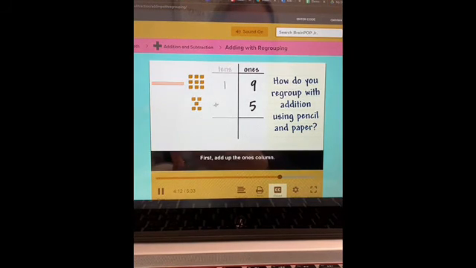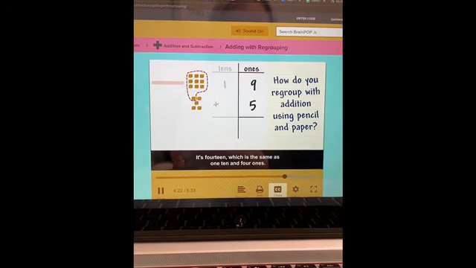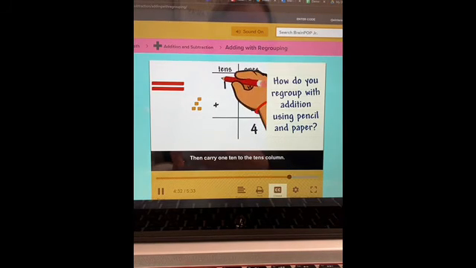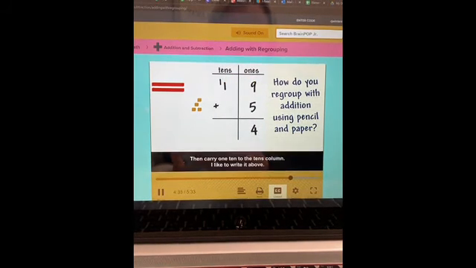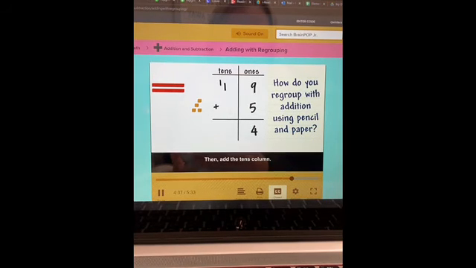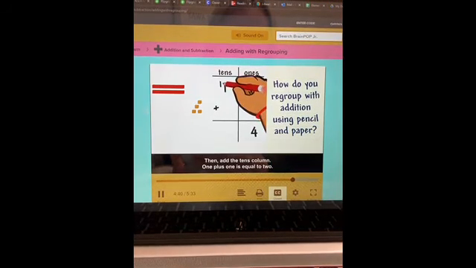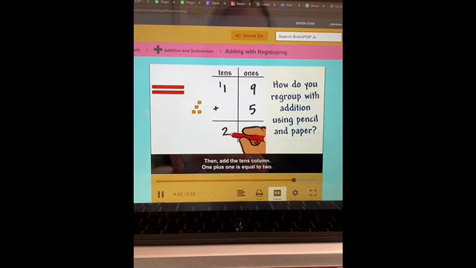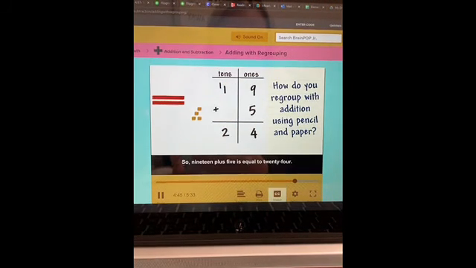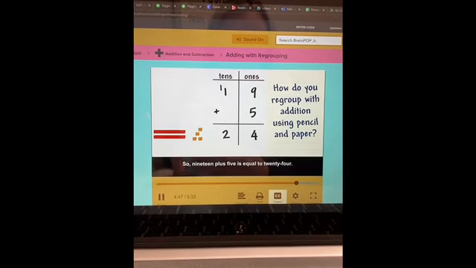First, add up the ones column. What is 9 plus 5? It's 14, which is the same as 1 10 and 4 ones. So, put the 4 in the ones column, then carry 1 10 to the tens column. I like to write it above. Then add the tens column. 1 plus 1 is equal to 2. So 19 plus 5 is equal to 24.